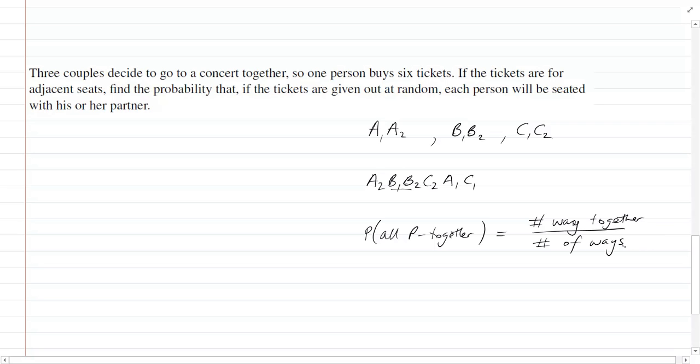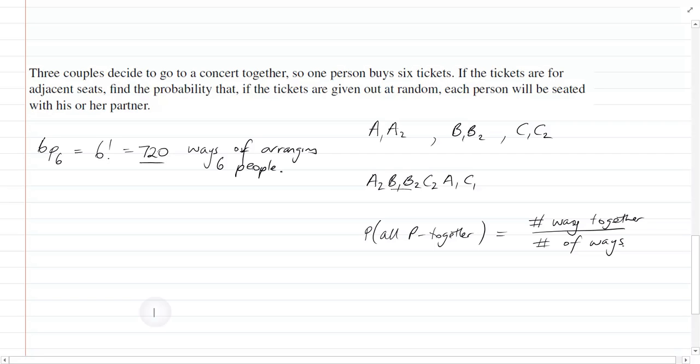So let's start with the number of ways. We have 6 people and we are putting them in order. We're arranging them into 6 seats. So that will be 6P6, which is equal to 6 factorial, which equals 720 ways of arranging 6 people.